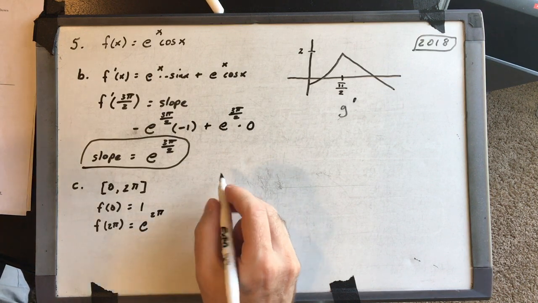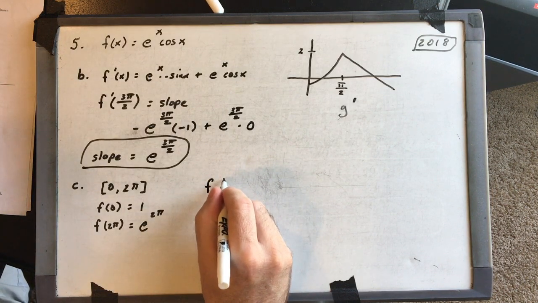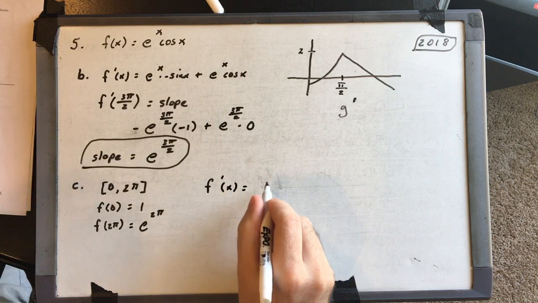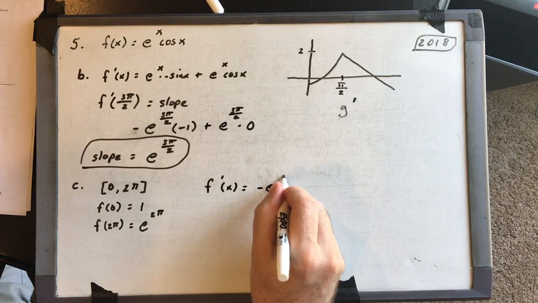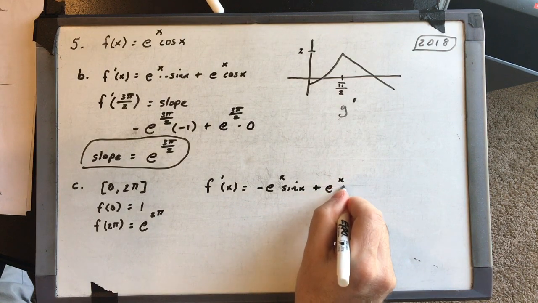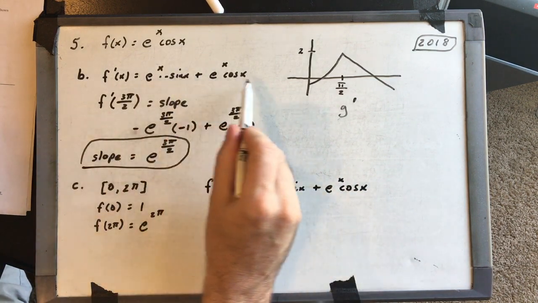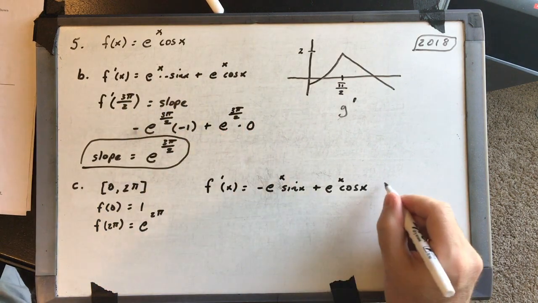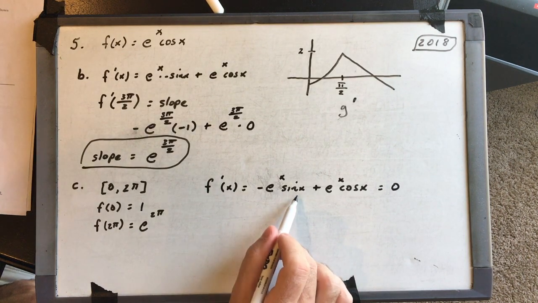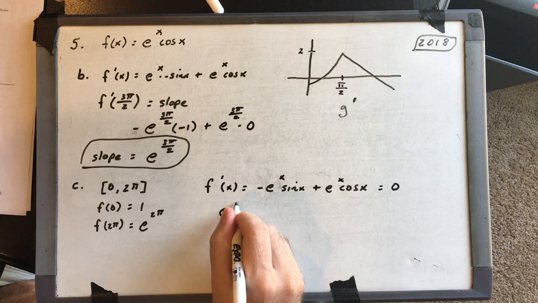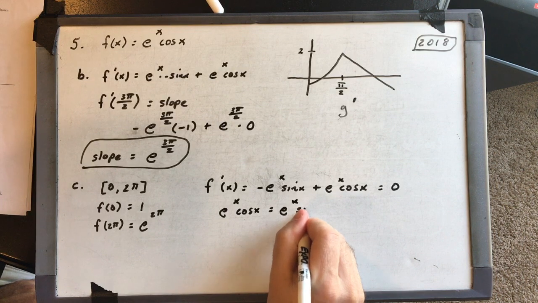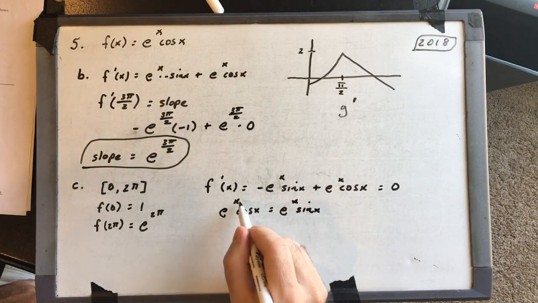Now we have to get the critical points. So the derivative, we've already figured out, is equal to minus e to the x times sine x plus e to the x times cosine x. Right? That comes from part B here. We have to set that equal to 0. Well, what you could do is just, let's move this minus e to the x sine x to the other side, and we'd have e to the x cosine x is equal to e to the x sine x. Well, the e's are going to cancel out.